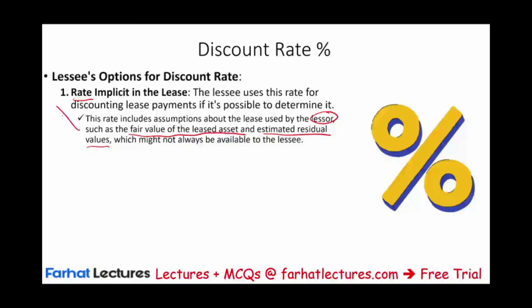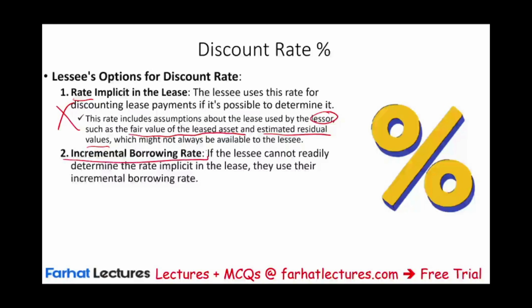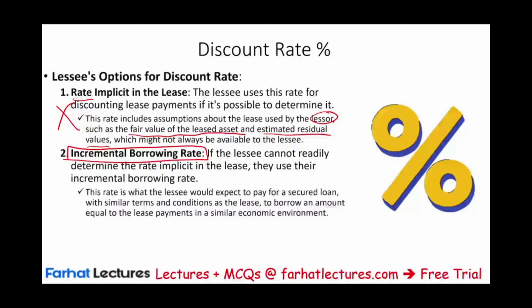Well, if you don't know the rate implicit in the lease, you would use the incremental borrowing rate. Now, what's the incremental borrowing rate? If the lessee cannot determine the rate implicit in the lease, they would say, okay, what if I went to the bank and borrowed the money myself? How much, based on my credit, based on my history, based on the amount of the payment, how much will I have to pay? Well, this is the rate that the lessee would expect to pay to secure a loan. Whatever that rate is, you will choose that rate.